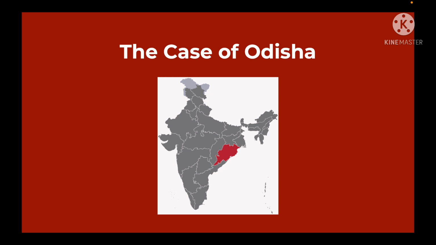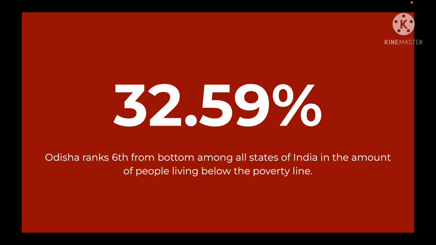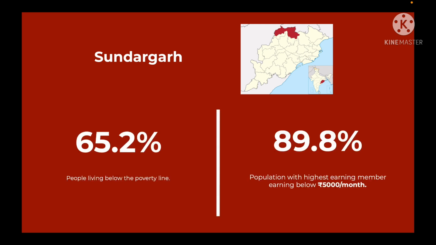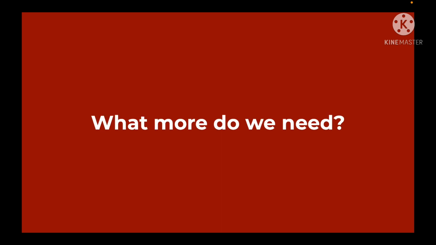Moving on to the case of Odisha. With 32.59% of its population below the poverty line, Odisha ranks 6th from the bottom among all states of India in terms of poverty. The situation of Sundargarh is even worse, with 65.2% of the population living below the poverty line and 89.8% of households with the highest earning member earning less than 5,000 rupees per month. It is one of the poorest districts of the state.